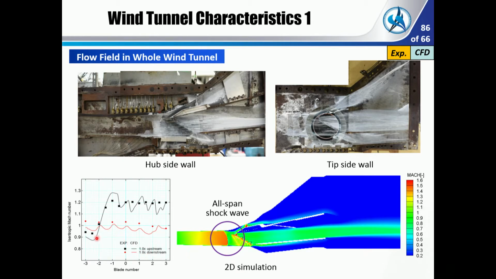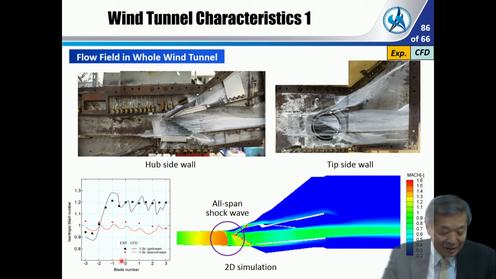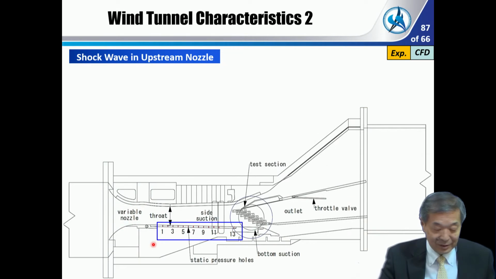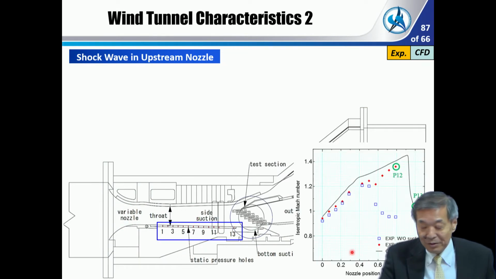And this is a blade number, and we measured the pressure, as I told you. The symbol is the experimental result, and the line is the CFD result, so they have very good coincidence with each other. And then the shock wave in the upstream region.